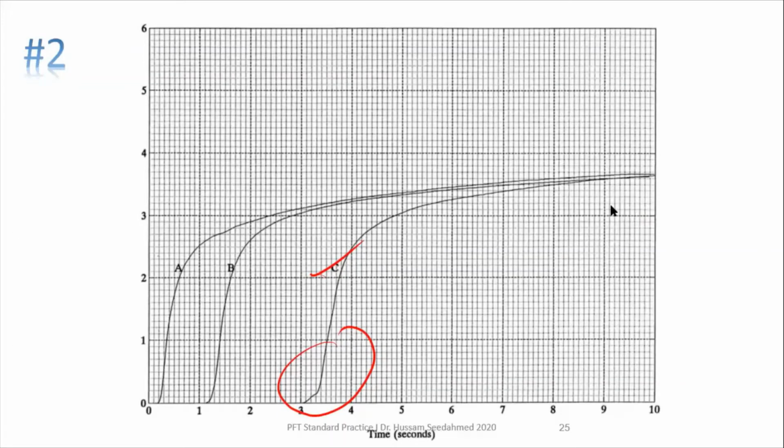Is there a plateau? Did we reach a plateau? Notice how many seconds this is: 10 seconds. Did the patient reach the plateau? If you look, you will find the curves are still going up. So this is failure to reach the plateau. This is failure of plateau for all the curves, and we have, as we said, C, which is extrapolated.